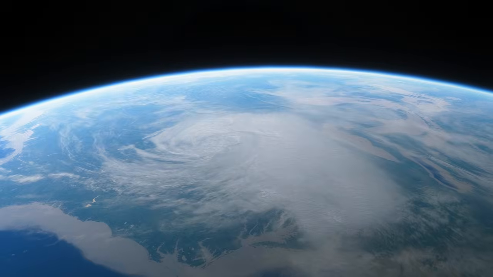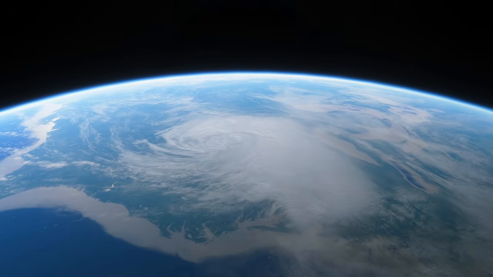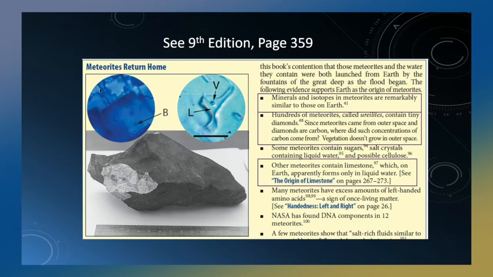And there is no vegetation that can grow in outer space to be the carbon to be a diamond. So what's this? The only answer there is that something from Earth with carbon, with life, got compressed here on Earth and then sent up to space as a diamond. And then other meteorites contain limestone, which on Earth forms in the presence of liquid water. And there's a whole chapter devoted to limestone, which we'll be getting to in a future podcast.